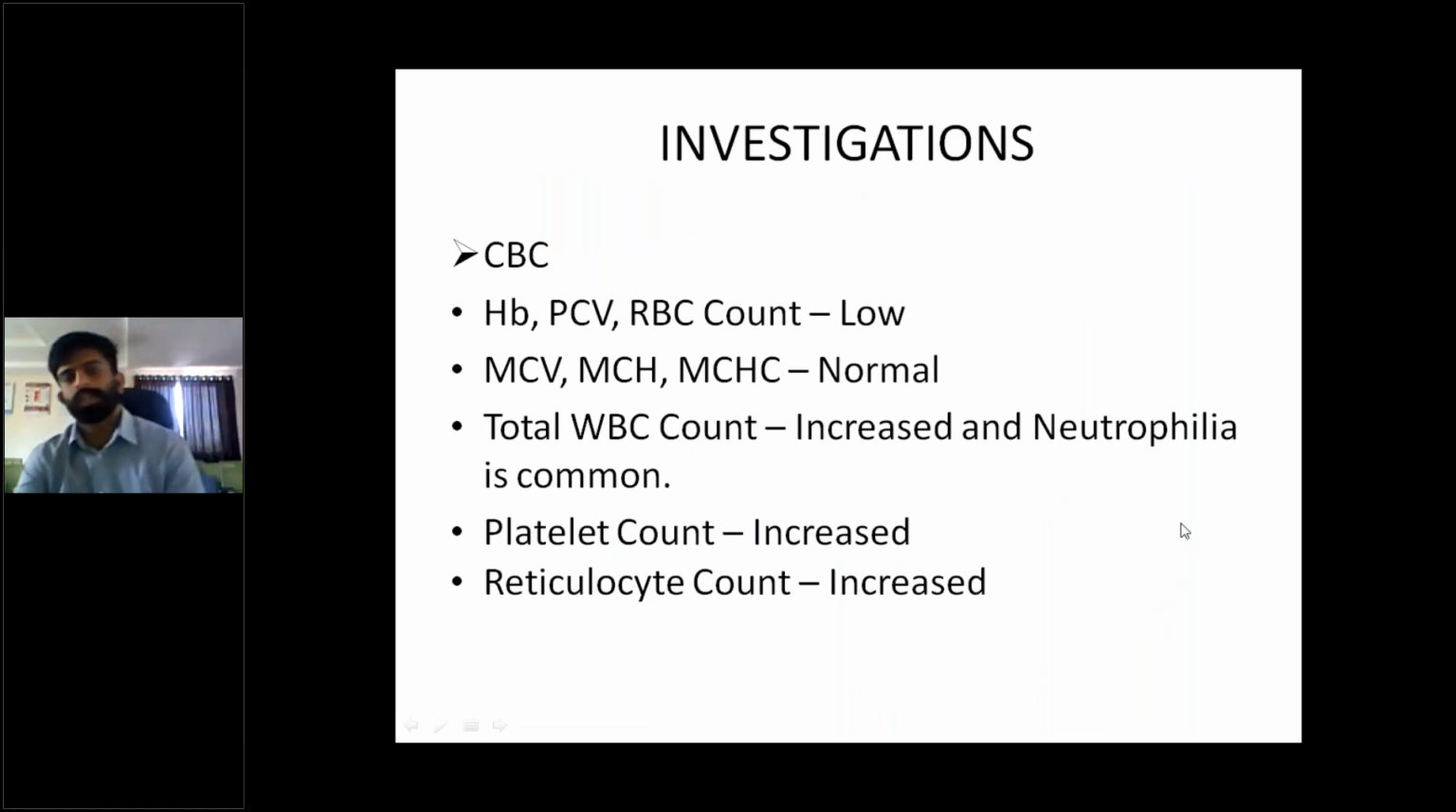Right. So investigations are complete blood count: hemoglobin, PCV and RBC count are low. MCV, MCH, and MCHC will be normal. The reticulocyte count will be increased because this is hemolytic anemia. It's a hyperproliferative bone marrow picture. And the total WBC count is increased and neutrophilia is common. The platelet count will also be increased.